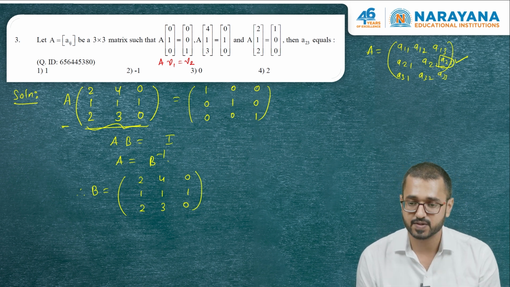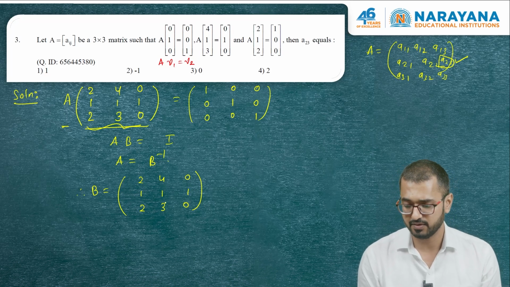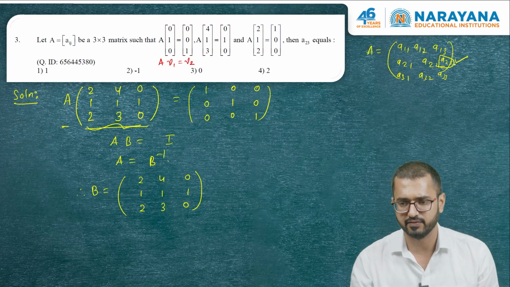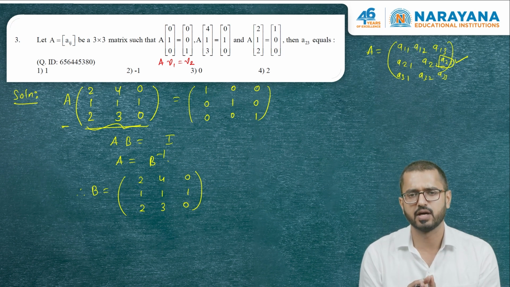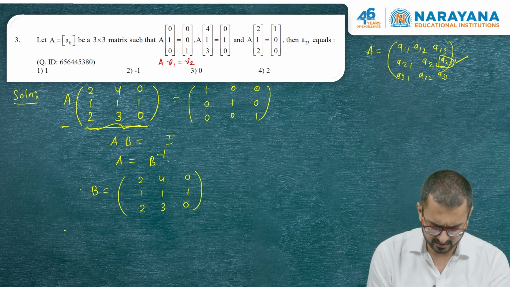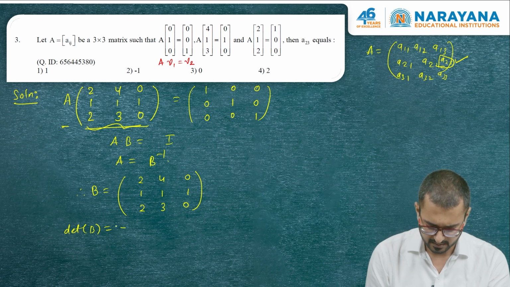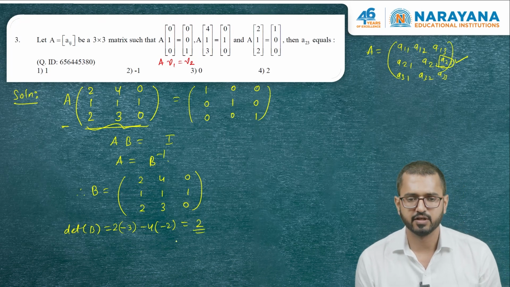For finding the inverse, we'll simply go by the adjoint method, because in the adjoint method we can find this element A23 without even finding the entire matrix. It's not required, because we can play with minors and cofactors. That will give us A23. So let's find the determinant. The determinant of this matrix will be minus 3, 2 into minus 3, and then minus 4 into minus 2. So 6, 8 minus 2. No, 8 minus 6 is 2. So we got the determinant to be 2.